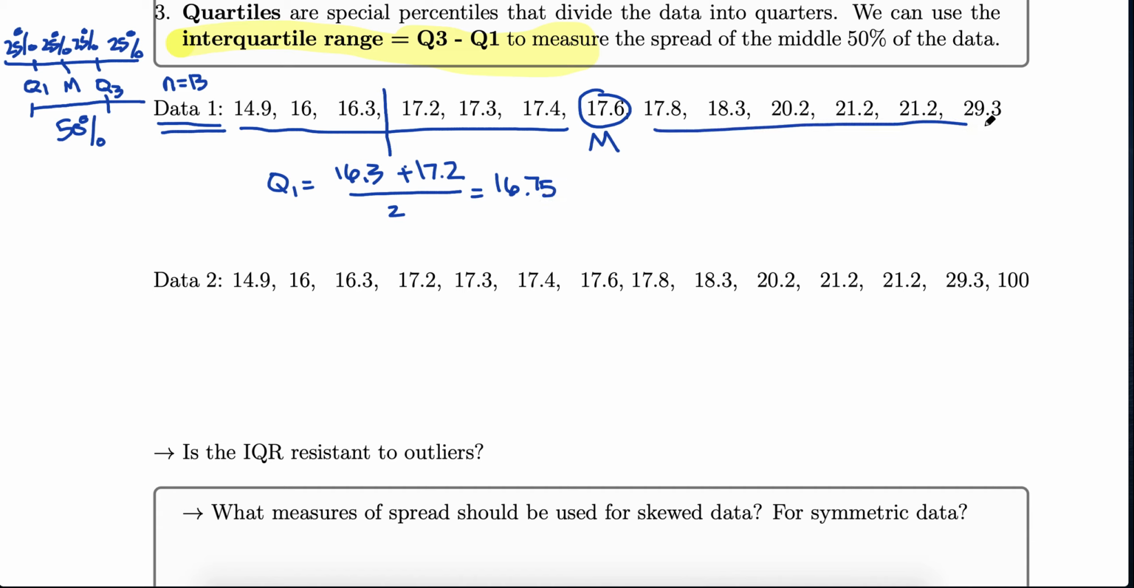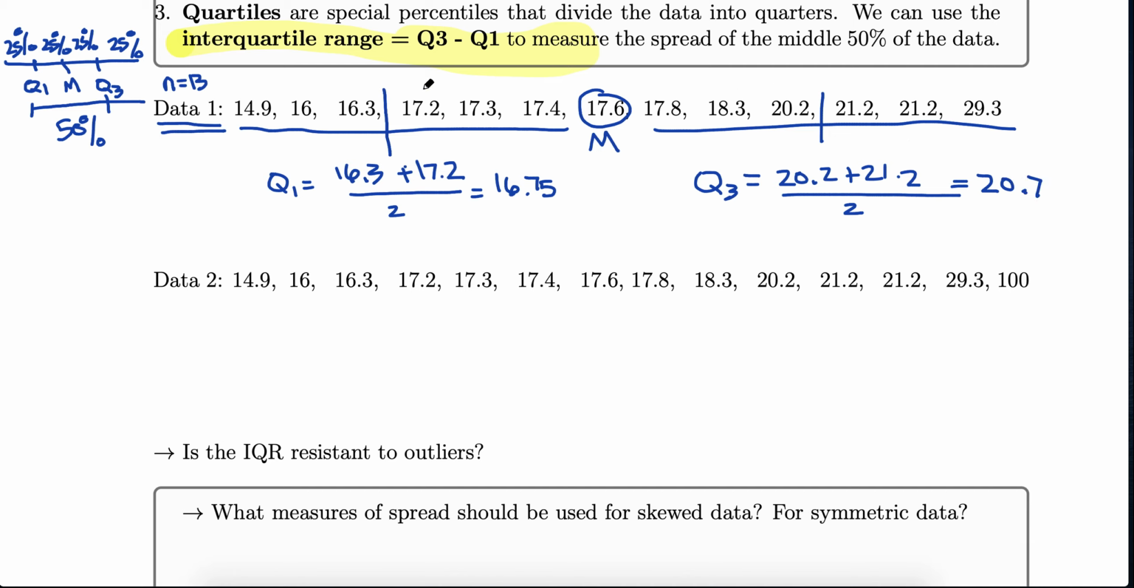Let's repeat and find the median of the upper half of the data, or Q3. So again, 6 observations. The middle is between these 2. We need to find the average. So Q3 is our 20.2 plus 21.2, and we'll divide that by 2 and get Q3 of 20.7.